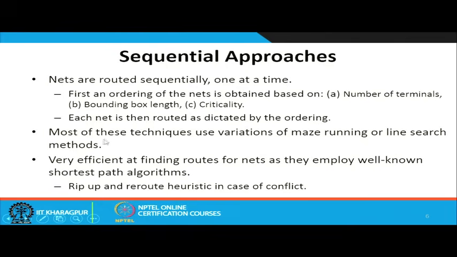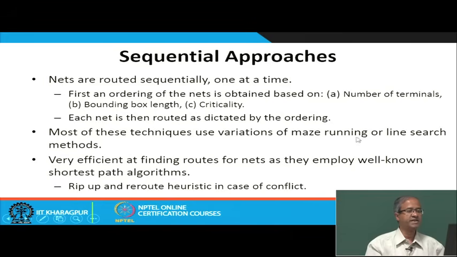The sequential approaches typically use variations of maze running or line search methods, and there is another very commonly used method, rip up and reroute, if something goes wrong. Typically, the situation is like that. Say you take a routing problem and try to solve it using the methods that we have discussed, global routing followed by detailed routing. At the end, you may find that there is a set of nets which you are still not able to route.